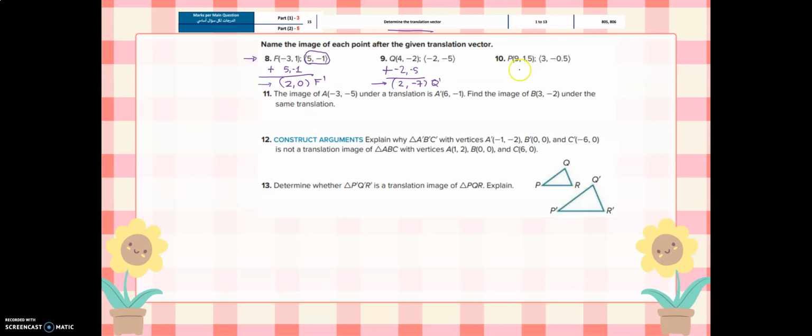Okay, and this, for example, we have to add 3 and negative 0.5. So if you're gonna add this, we'll have 12 and 1. Okay, so this is your P prime. So as simple as that. This is not very difficult at all.